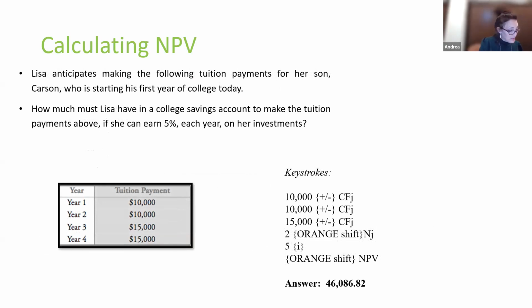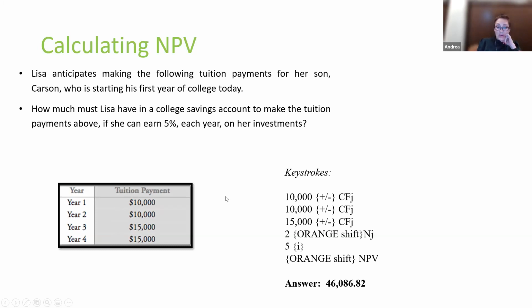Lisa is anticipating making the following tuition payments for her son, Carson, who is starting his first year of college today. How much must Lisa have in her college savings account to make the tuition payments above if she can earn 5% a year on her investments? Okay, so I'm going to clear out my calculator. She's got the following tuition payments: 10,000, 10,000, 15,000, and 15,000.